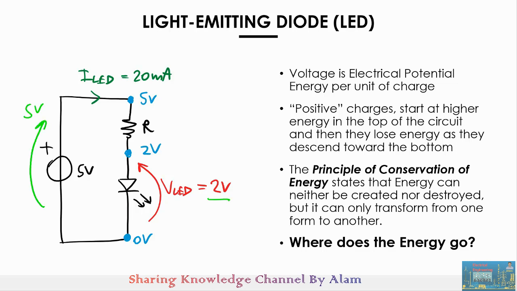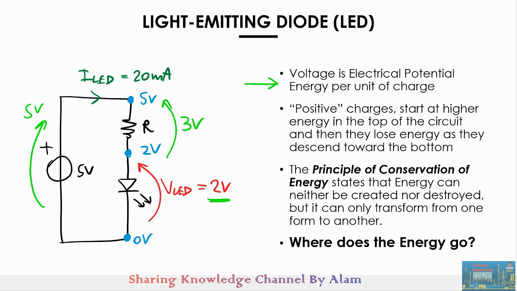The voltage source generates 5 volts. The LED requires 2 volts in order to operate, so the remaining 3 volts is falling across the resistor. The current is equal to 20 milliamp. At the beginning of the course, we learned that voltage is a representation of the electrical potential energy of the charges per unit of charge.